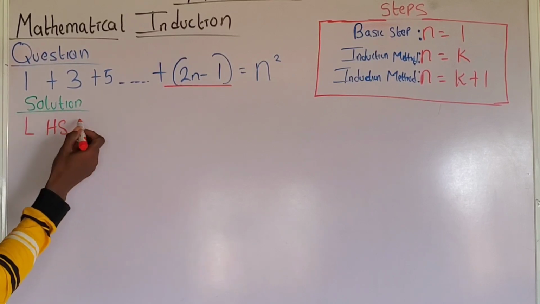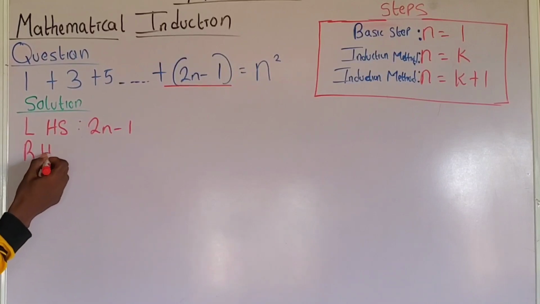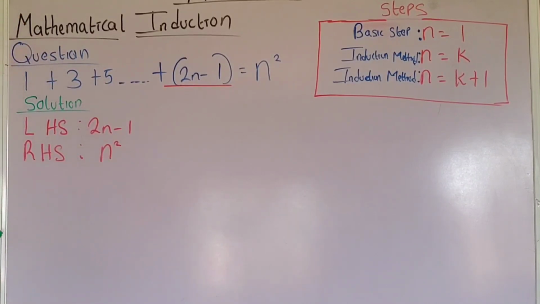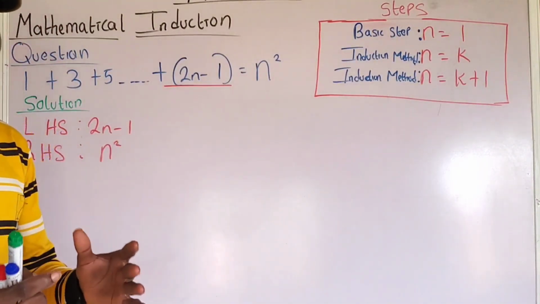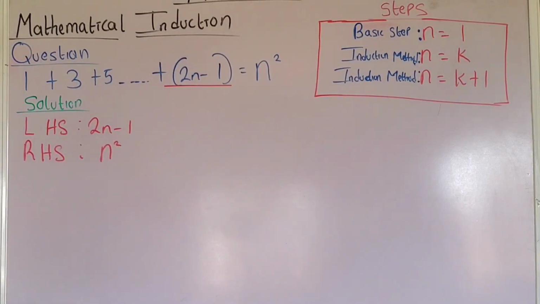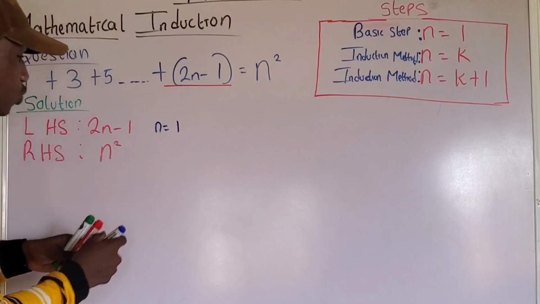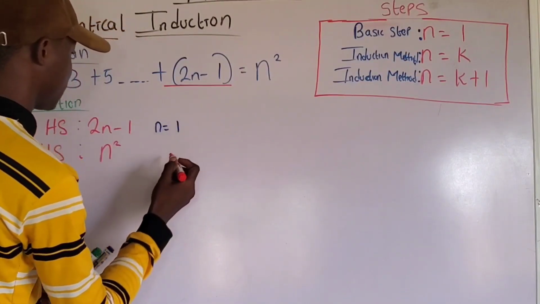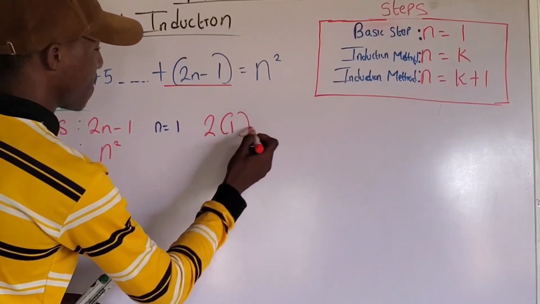The left hand side now is what? The left hand side is 2n minus 1, and the right hand side, RHS, is n squared. Now we want to test whether, when n equals 1, the right hand side is equivalent to the left hand side. The left hand side is 2n minus 1. So when n equals 1, what will 2n minus 1 be? That means I'm going to have 2 multiplied by 1 minus 1.